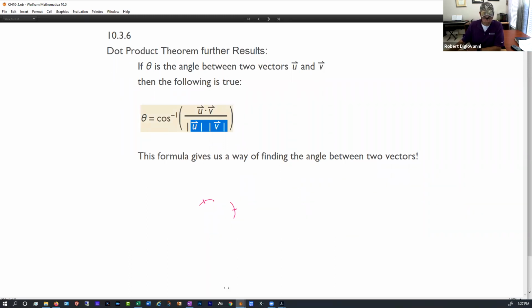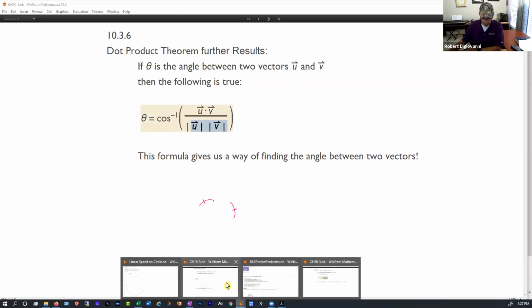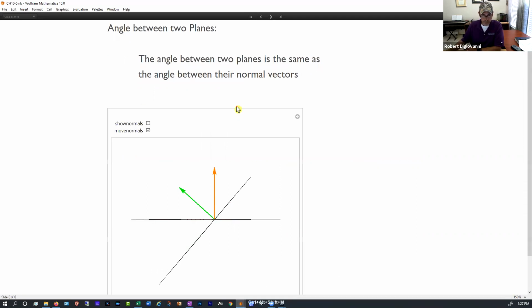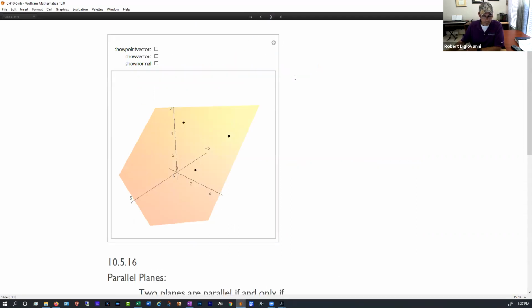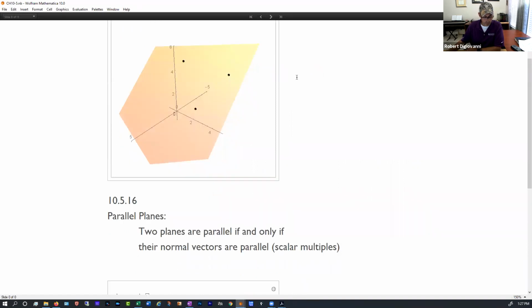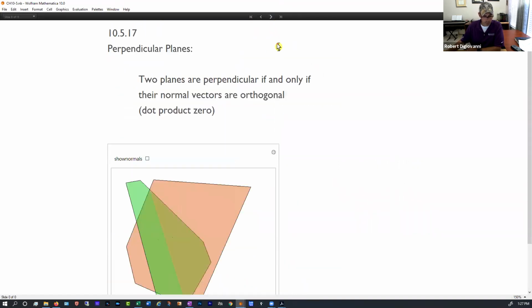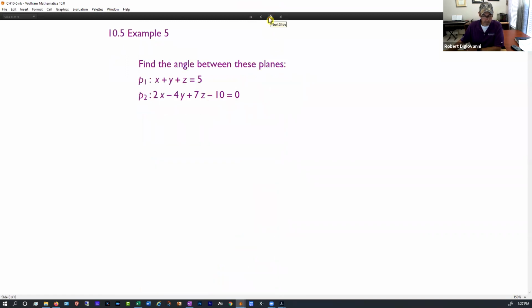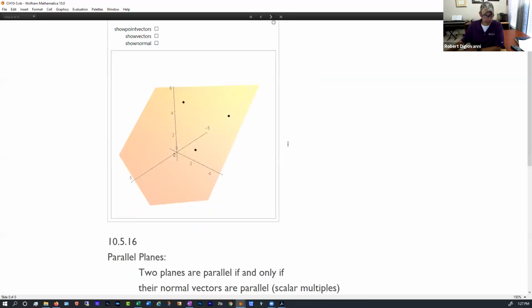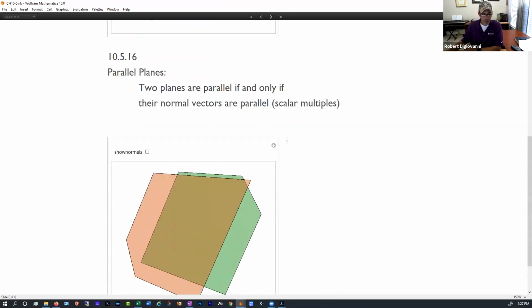All right, nice. So let's do an example. Well, you know what? Before we do this example, I think I can get through these other two notes because they're pretty obvious.